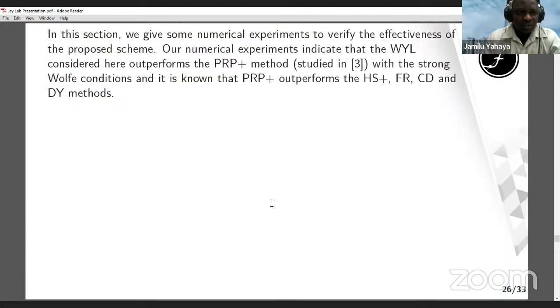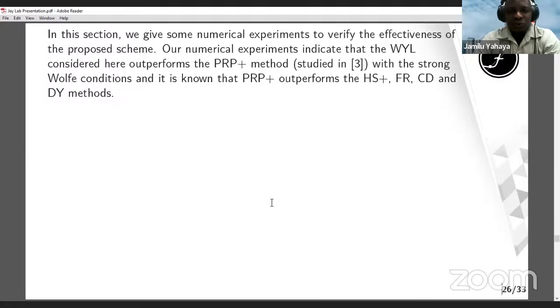So in this section, we give the numerical experiment to verify the effectiveness of the proposed scheme. Our numerical experiment indicates that the WYL method considered here outperforms the PRP plus method studied in [3], that is studied by Lucambio Pérez and Prudente with the strong Wolfe conditions, in their paper in 2018. It is known that the PRP plus outperforms the other methods.